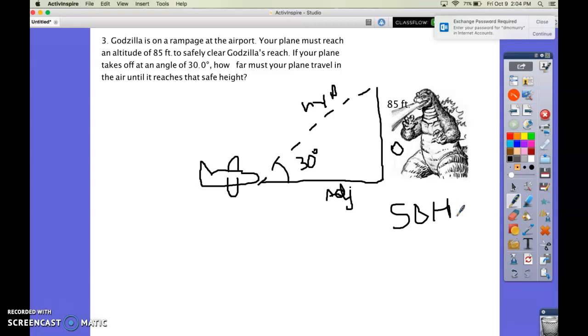Hopefully you should have somewhere between 150 and 200 when you get your final answer for that one. And then I'll let you work the other two on your own. Notice the very end of that problem on that page says the angle changes to 45. The angle will change, and that means everything else will change except that Godzilla is still 85 feet tall. So keep that in mind.